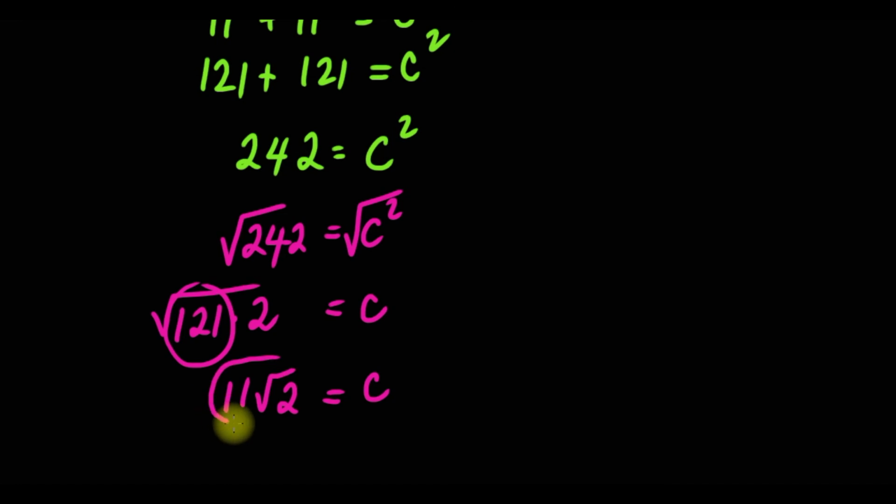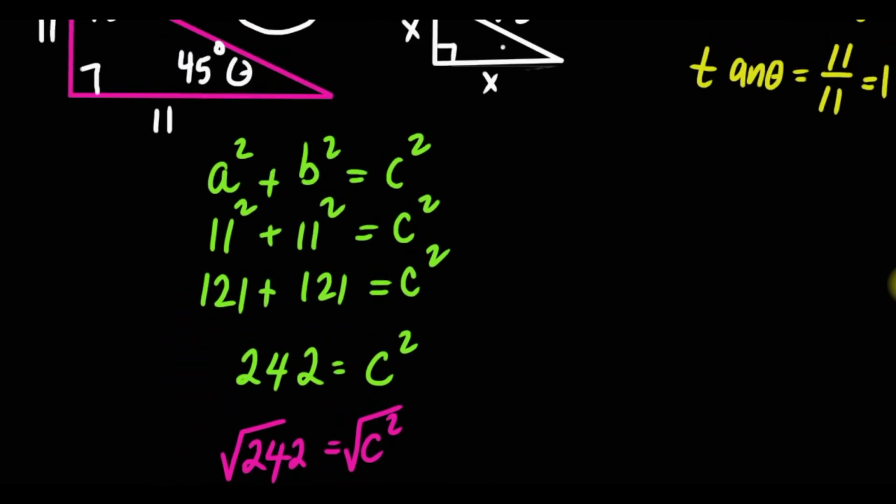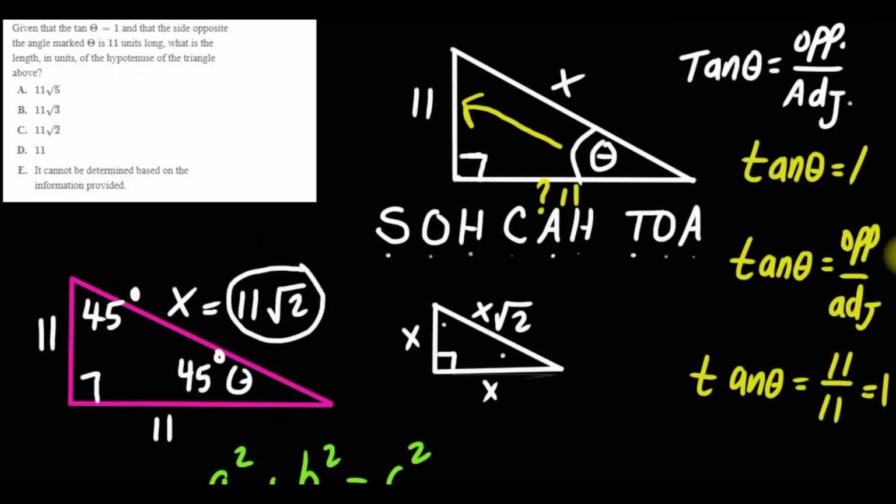Okay, so a lot longer way. Okay, but if you happen to not remember your special right triangles, you can do it this way using the Pythagorean theorem. Okay, so the correct answer here, okay, we would pick C for 11 square root of 2.